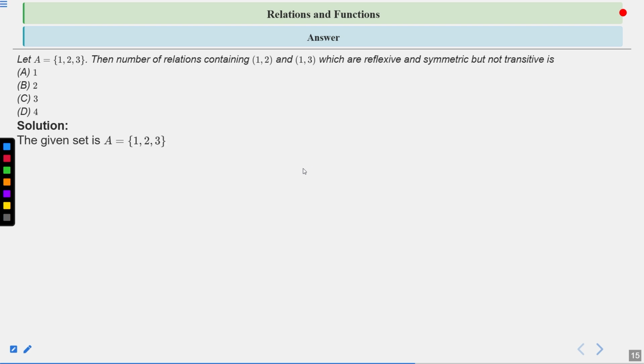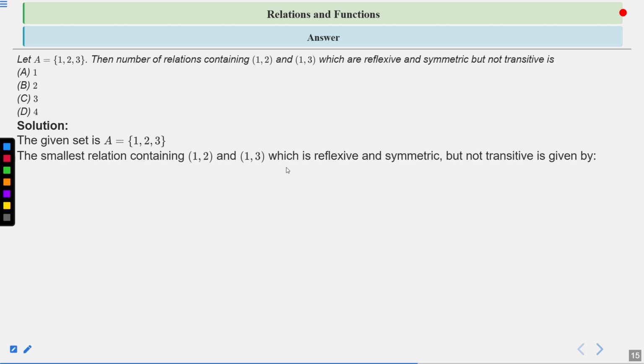The given set A is {1, 2, 3}. The smallest relation containing (1, 2) and (1, 3) which is reflexive and symmetric but not transitive is given by what? The smallest relation can contain (1, 1), (2, 2), (3, 3), because it is reflexive, so these must be present. Now (1, 2) and (1, 3) should be present, so (2, 1) and (3, 1) will also be present. Now we have to make sure that this relation is not transitive. Then only all the conditions will be satisfied.